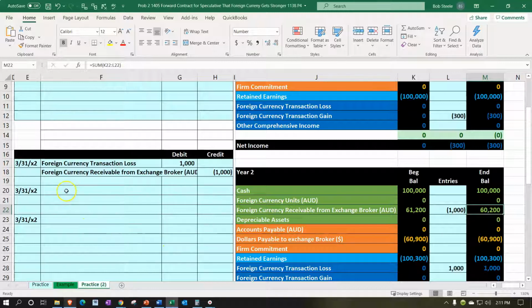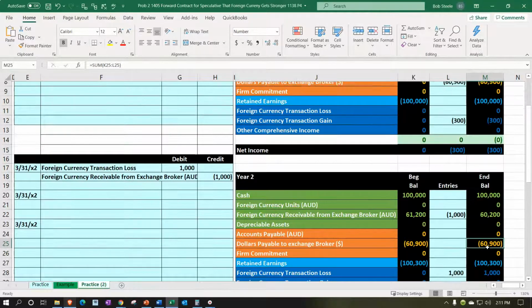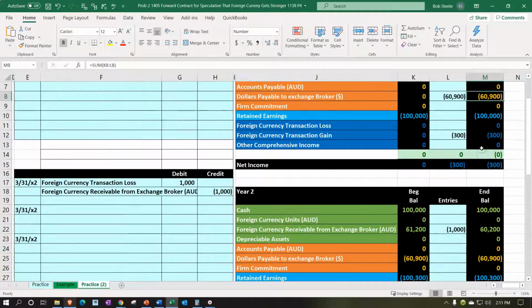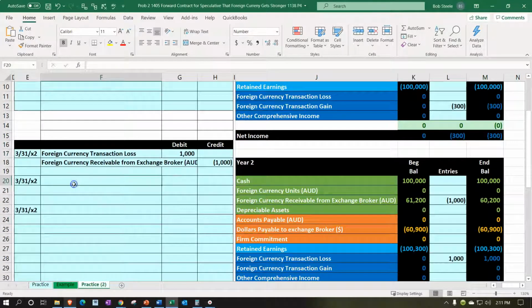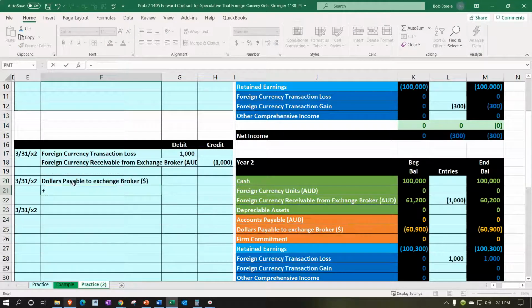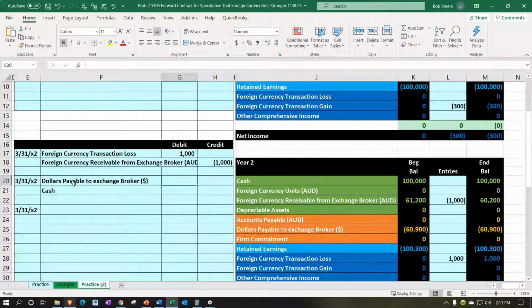So let's do the dollar payable first. This one didn't change. It's the 60,900 for the payable. That's what it was when we first put it on the books. It hasn't changed the whole time. It's been up here because it's in dollars. So we're just going to take that off the books by debiting that, and then we're going to credit cash, because we're simply going to pay that with cash, with US dollars. Nothing fancy happening here.